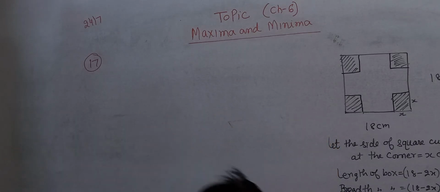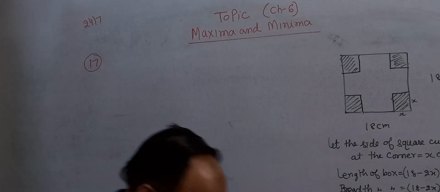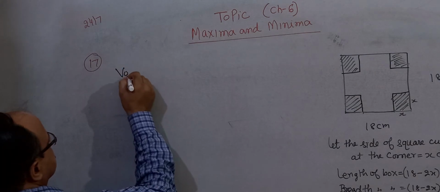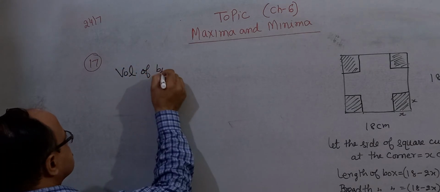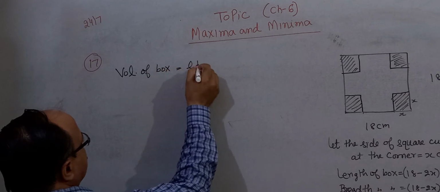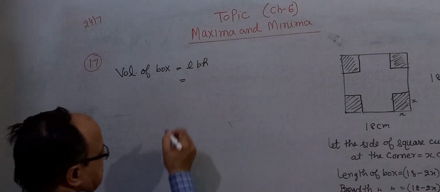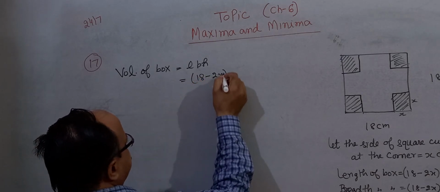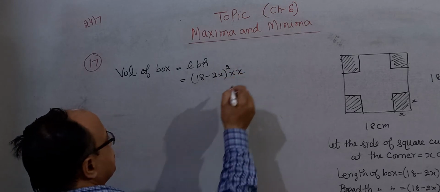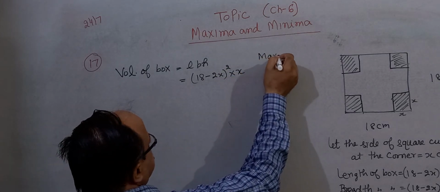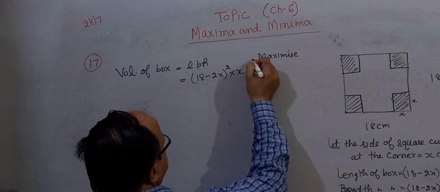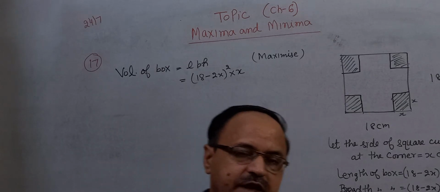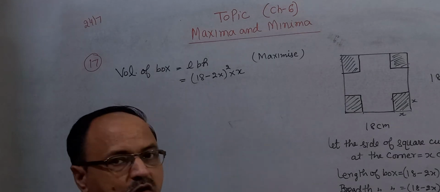Now can you tell me the volume of the cuboid, volume of the box? Formula LBH, length into breadth into height: 18 minus 2x into 18 minus 2x into x. Maximize the volume, right? And you know that the volume is already in one variable.